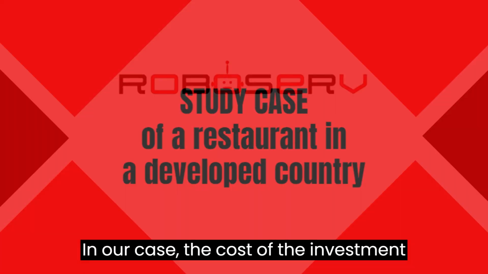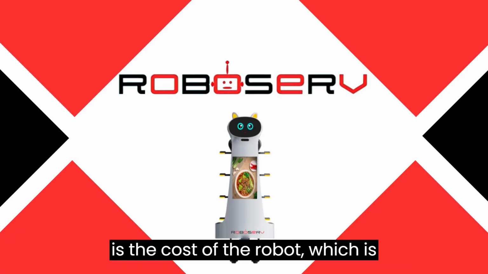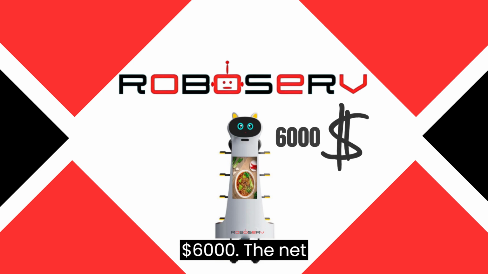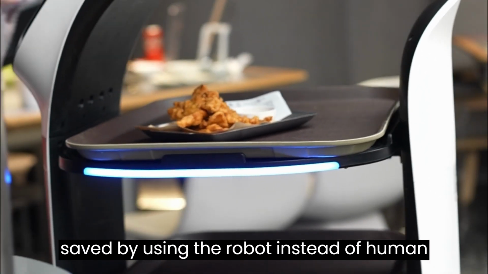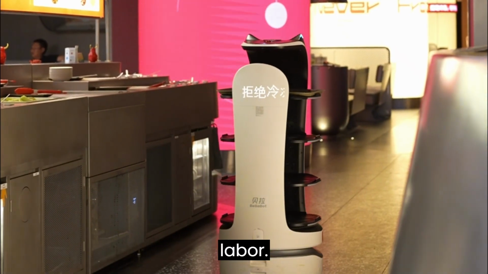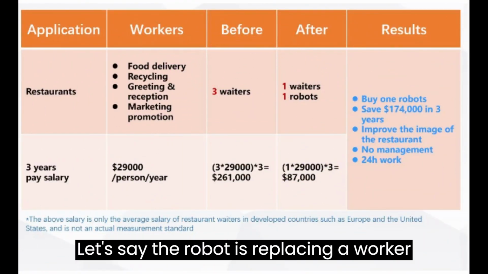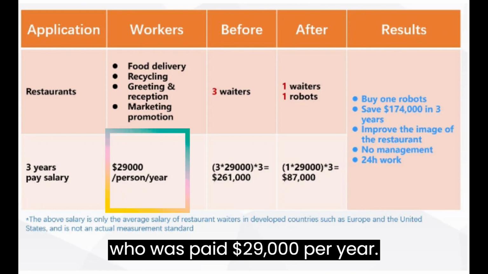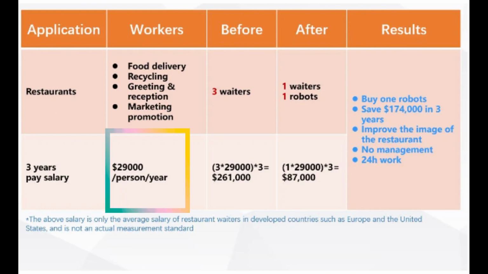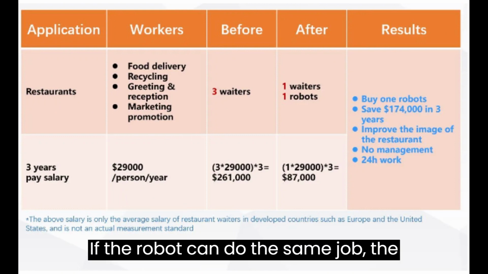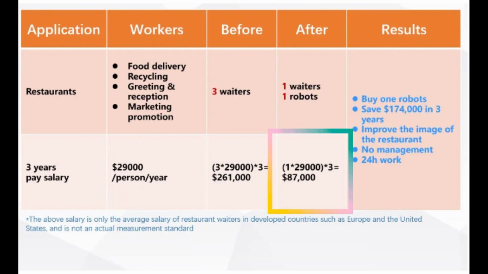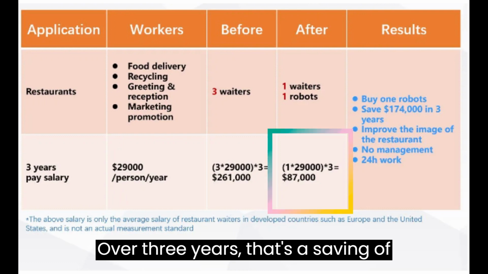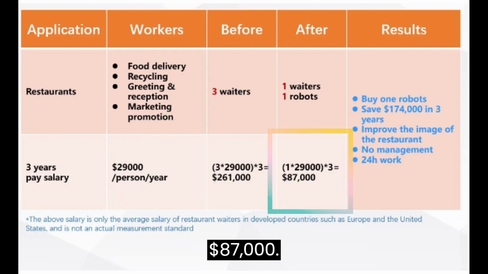In our case, the cost of the investment is the cost of the robot, which is $6,000. The net profit from the investment is the money saved by using the robot instead of human labor. Let's say the robot is replacing a worker who was paid $29,000 per year. If the robot can do the same job, the business is saving $29,000 per year. Over 3 years, that's a saving of $87,000.